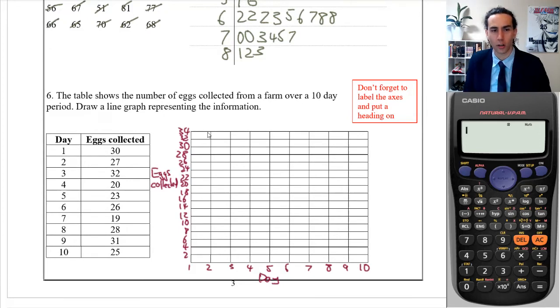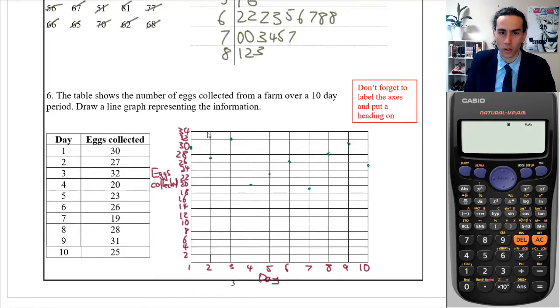And Christmas colors again. Green. Day 1, 30. In science, you put an X. I'm happy with a dot. We're in maths here. 2, 27. So in between the 26 and the 28 is 27. 3, 32. 4 down to 20. 5, 23. In between 22 and 24. 6, 26. 7, 19. 8, 28. 9, 31. 10, 25.